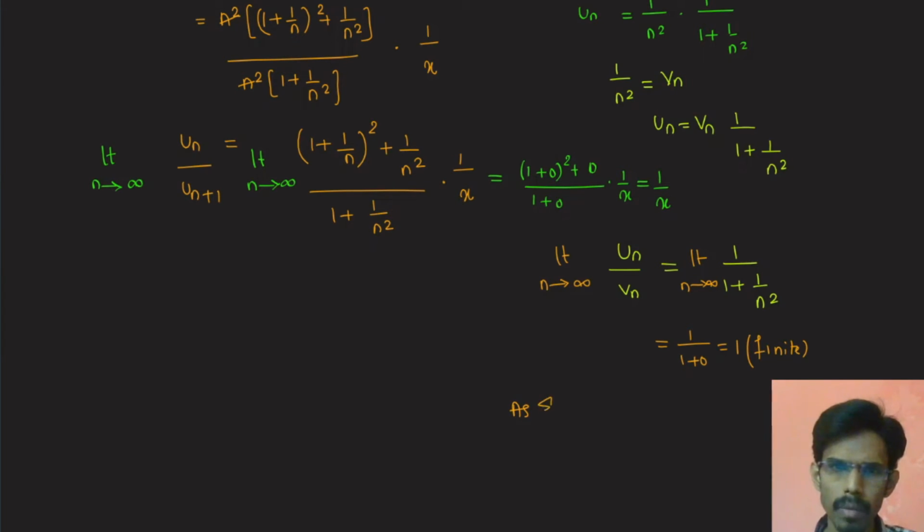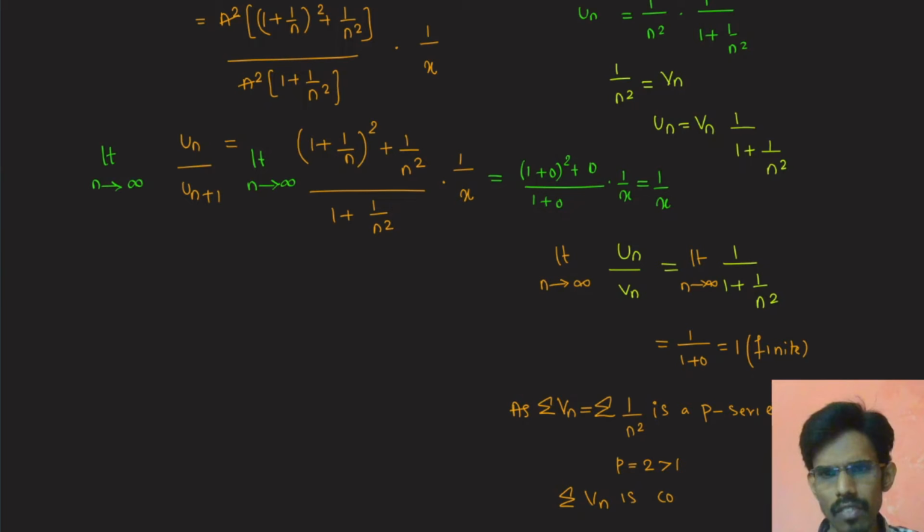Sigma vn is 1 by n square, which is a p series, or we say p test, with p value as 2, that is greater than 1. So when p is greater than 1, sigma vn is convergent. Sigma vn is convergent, which implies automatically sigma un is also convergent.